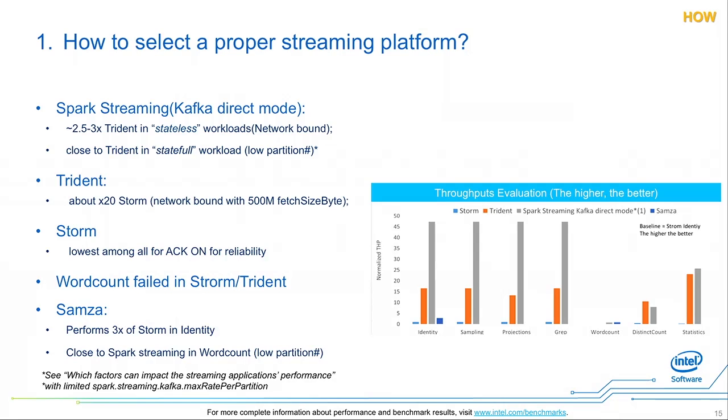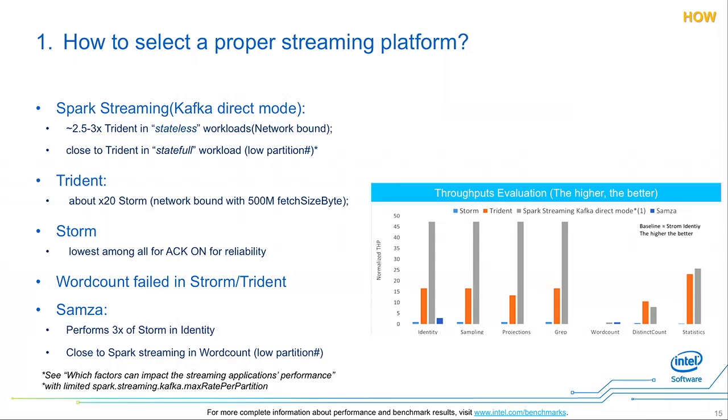And according to our observation, the maximum throughput is around 1700 megabytes per second, and it is roughly 2.5 to 3 times that of Storm, especially in those stateless workloads. So we see the network bandwidth becomes the bottleneck first in this kind of workload on top of Spark Streaming. On the other side, we find the performance score is quite close to Storm in those stateful workloads. According to other experiments, we found that it may be caused by the partition concurrency on the Kafka side. The Kafka partition number is not big enough to stress the entire streaming system.